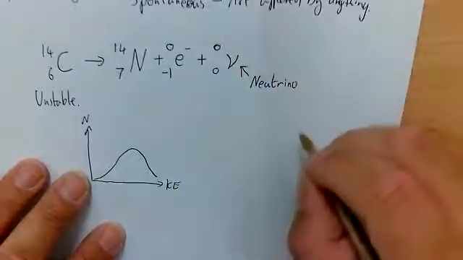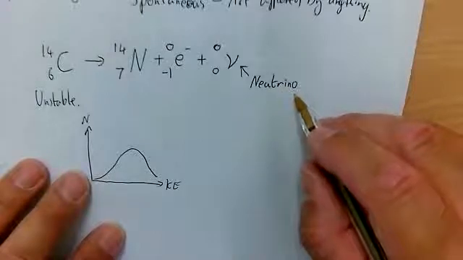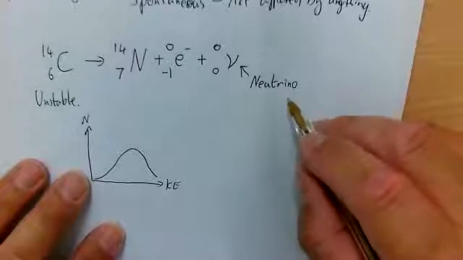It's different to a neutron. A neutron is a particle. A neutrino is a very, very small particle. So it's a very, very small neutral particle.